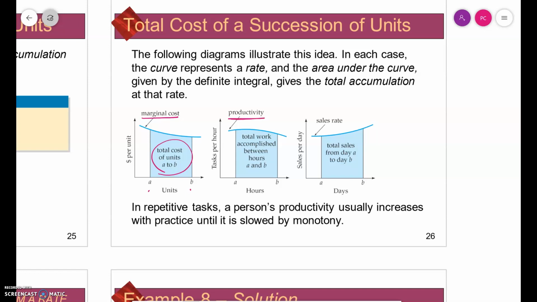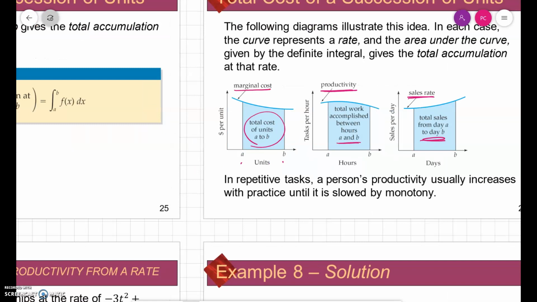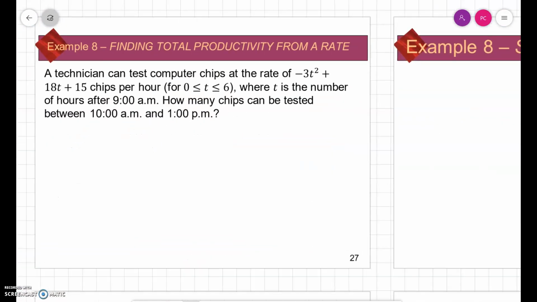If you know what the productivity rate is, again, you can integrate. That would find the total work accomplished between so many hours. If you know the sales rate of a product, you can integrate that, giving you total sales from day A to day B. Okay? And again, in repetitive tasks, a person's productivity usually increases with practice until it is eventually slowed by monotony. So let's try another example.